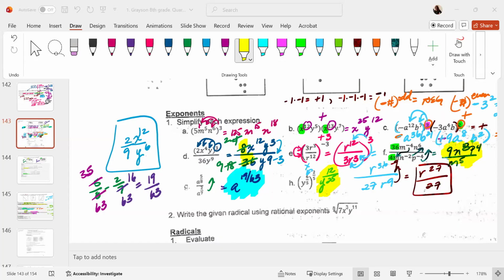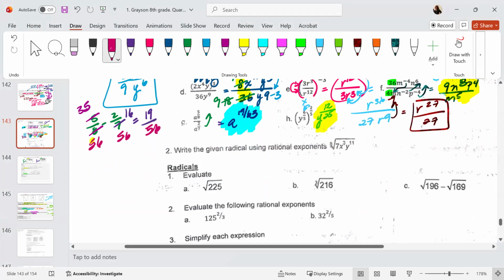Fine. You're right. Okay. There we go. Better? Okay, and then did you do H yet? I have an answer highlighted, so give it a try.